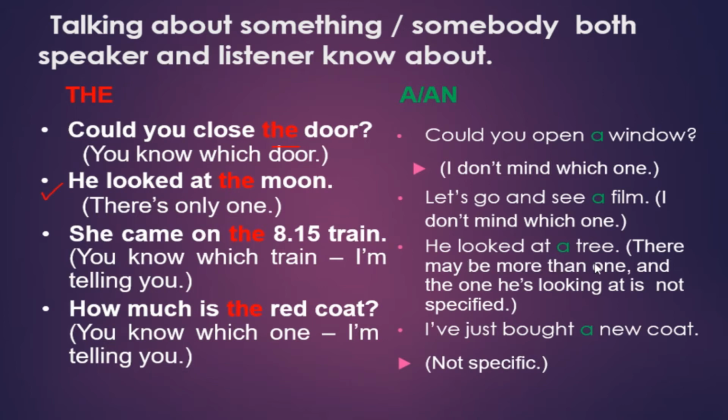He looked at the tree, but here "a tree" means not a specific tree. There may be more than one. Now the last example: how much is the red coat? You know which one I meant. I'm telling about that one. And if I say, I have bought a new coat, in this case it is actually not specific.